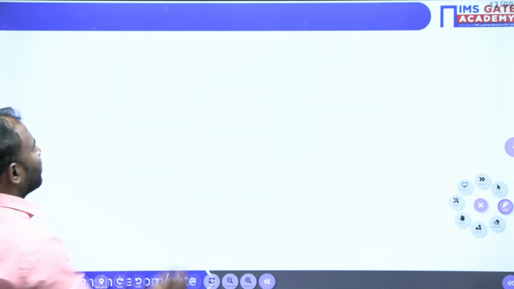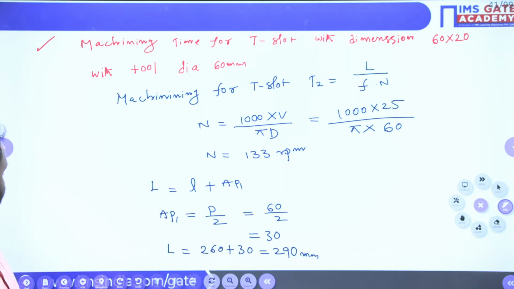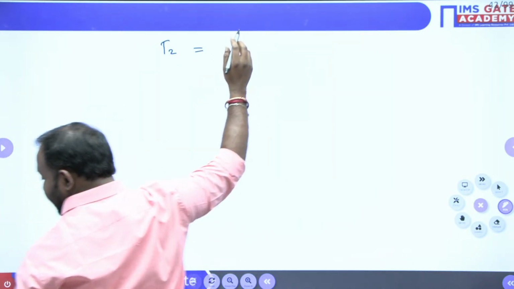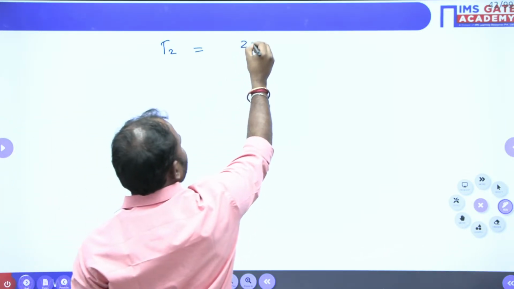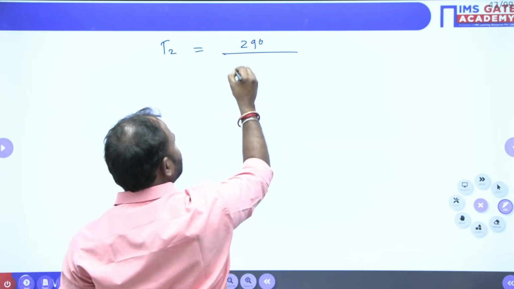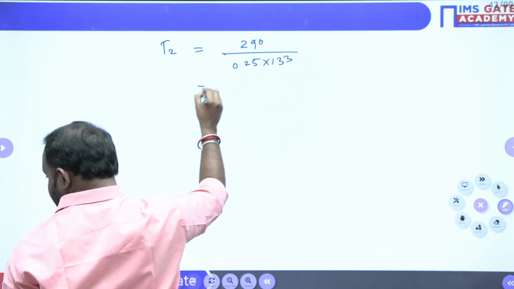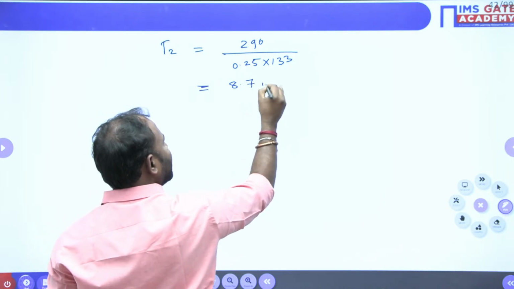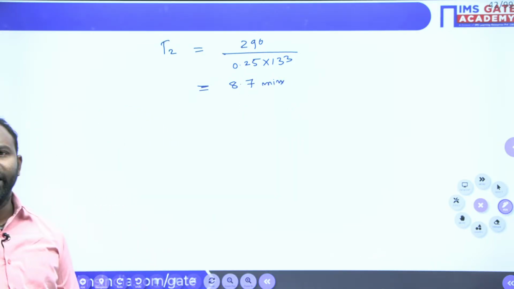Now let us go for machining time. So we'll consider T2. Why? Because it is a T-slot cutter. Now it is going to be 290, so 290 is divided by 0.25 into 133 RPM. Yes guys, from there it is going to be 8.7 minutes. 8.7 minutes. Clear everybody? Okay.